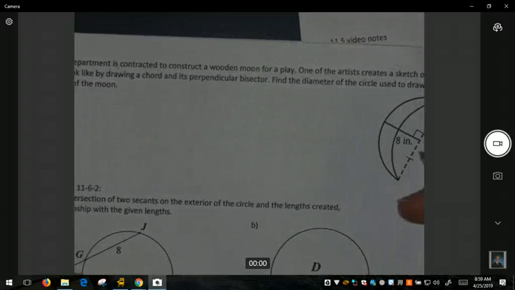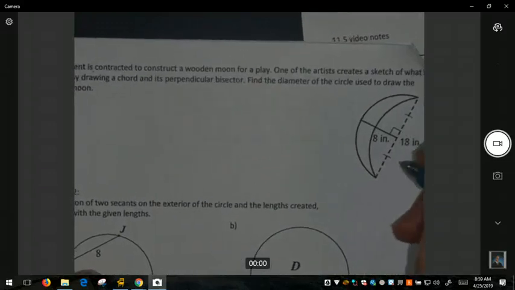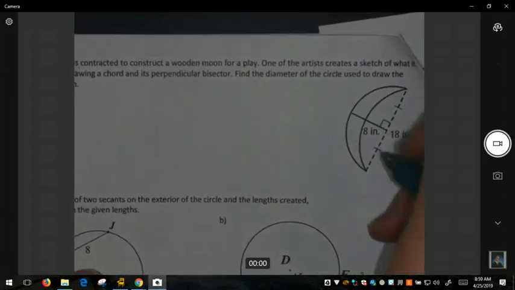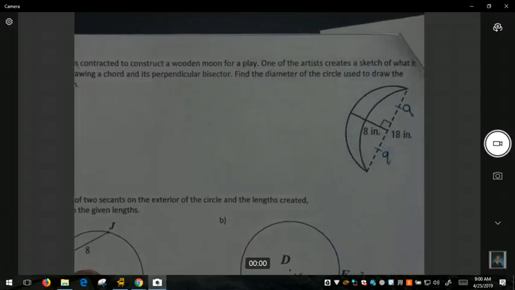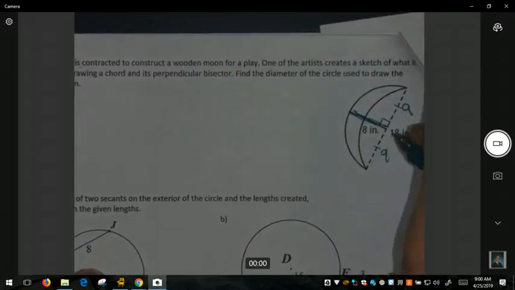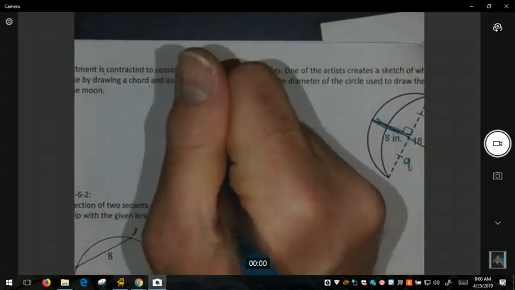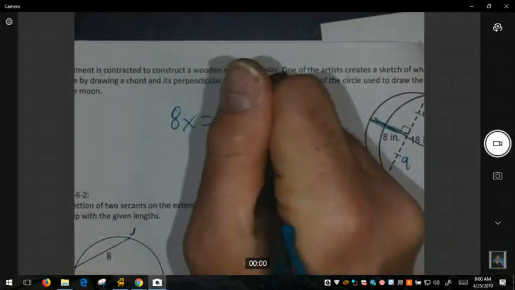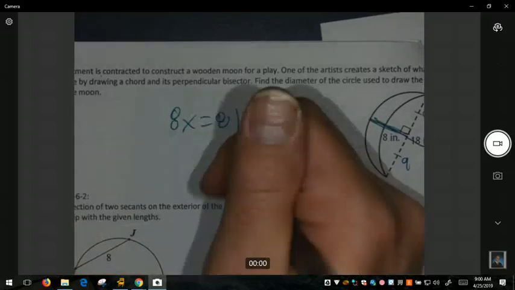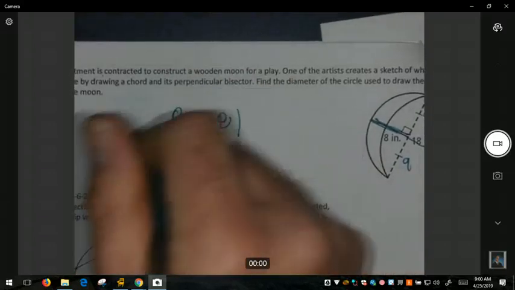Again, if you read the problem, we have a full diameter. Well, actually, it's not a full diameter, it's a chord. But they have shown it's been bisected, which means this is part of the diameter. I don't know the other part of the diameter. So I have 8x equals 9 times 9, 81. 81 divided by 9 is 9.